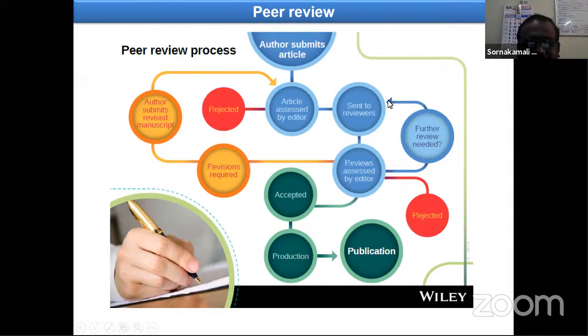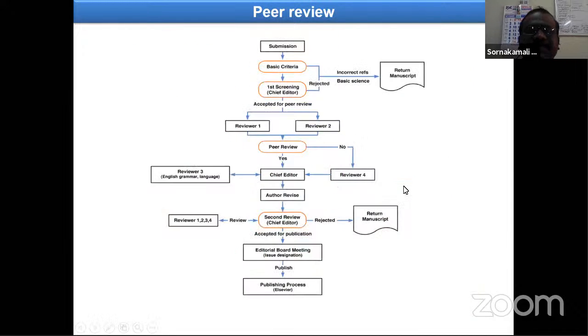Once the revision has been done, it has to follow the same steps again. The revised manuscript should be submitted to the journal. Again, it will be scrutinized by the editor-in-chief. Then it will go to the reviewer. Then based on the reviewer comments, it will be accepted. Once accepted, it will go for production. Finally, it gets published. Okay.